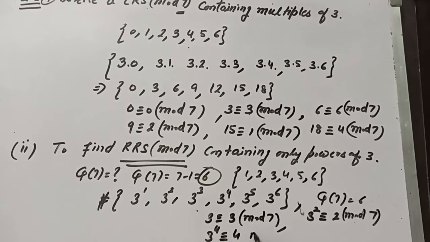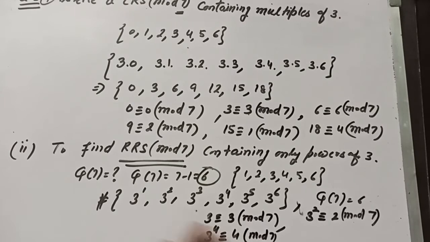4 modulo 7. So similarly you can verify for other members also. So it is a reduced residue system modulo 7 having powers only 3. Okay students, so this completes the question number 2.